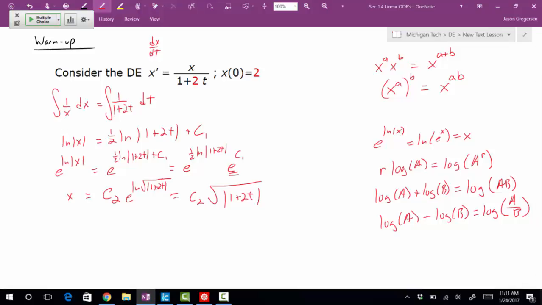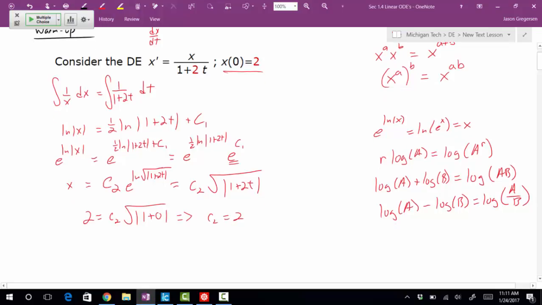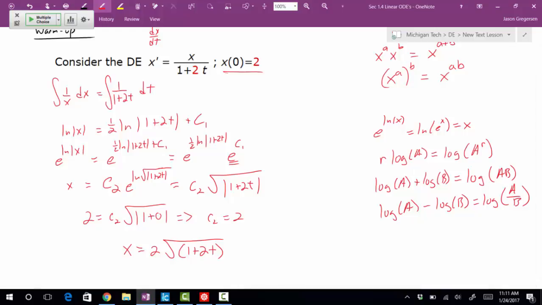And the next thing I'm going to do is evaluate my initial condition here. X of 0 equals 2. So I plug in 2 for x. I have C2 times the square root of the absolute value of 1 plus 2 times 0. Looks like this means that C2 is equal to 2. And now my solution will be 2 times the square root of 1 plus 2t. But I also dropped off my absolute value sign. Why did I do that? All right, here's why.